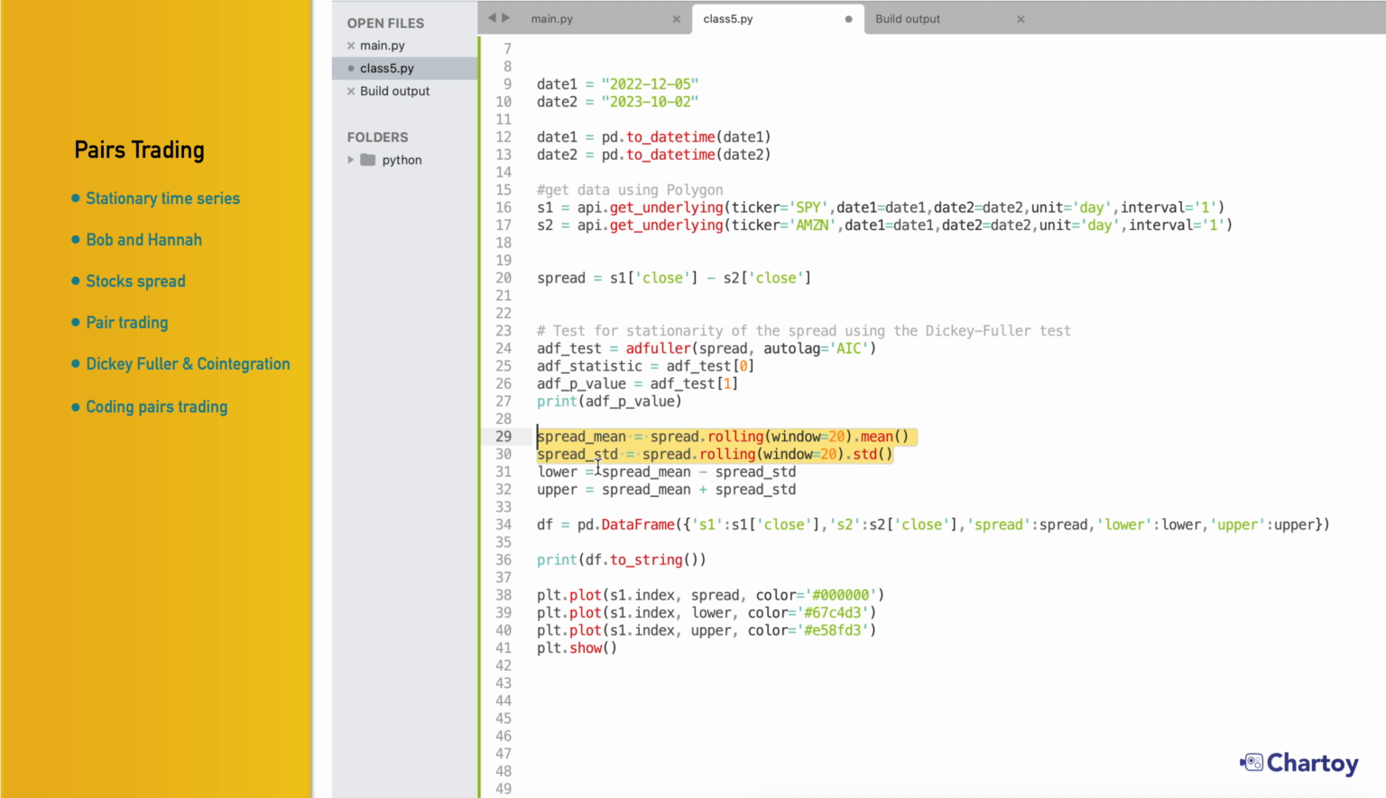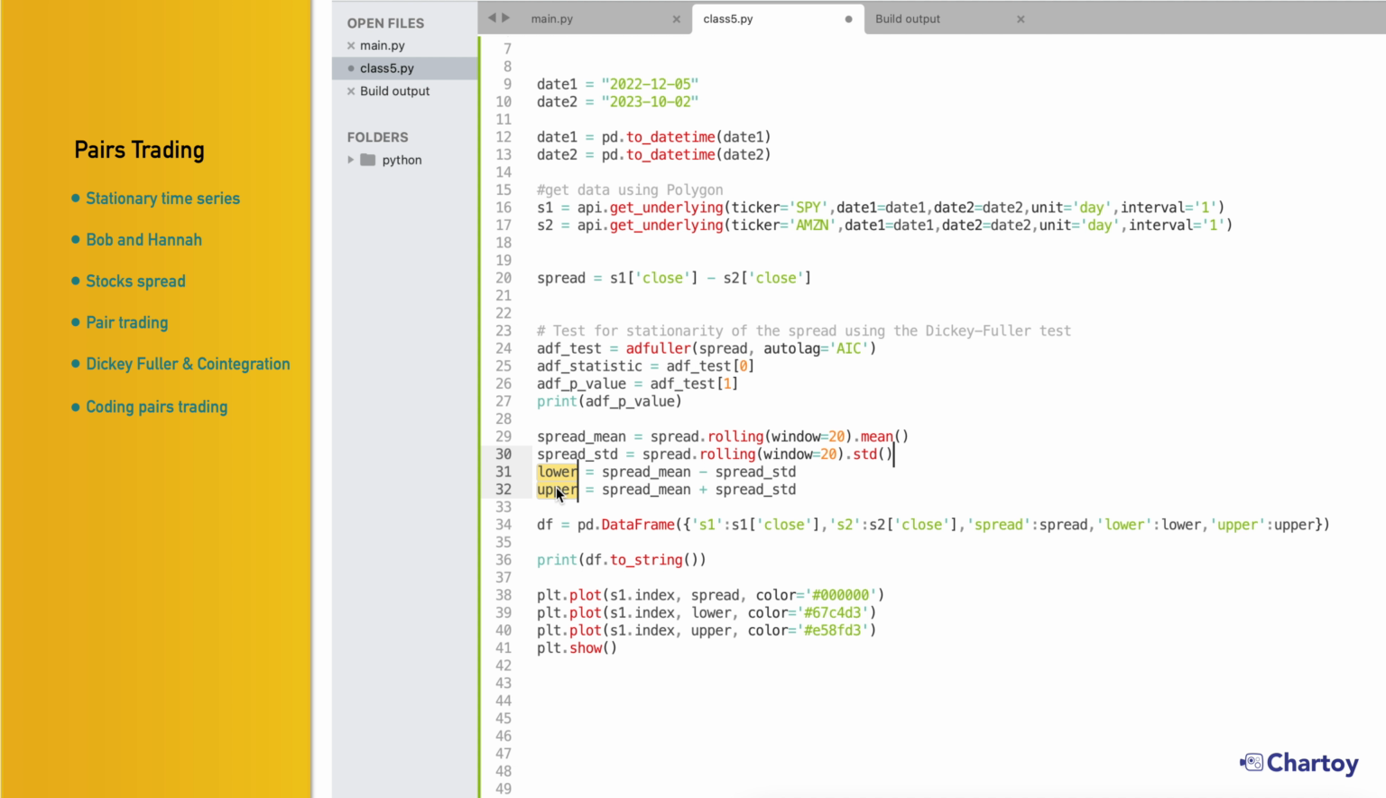So this is the spread mean and the spread standard deviation. What we want to do is to find the mean, the average of the spread. So we are using the rolling function, which will take each data point and look at the previous 20 data points. In this case, window is 20, and we will calculate the mean for the previous 20 points. So for each point, we look at the previous 20 and calculate the mean. We do the same with the standard deviation because we want to find the moving standard deviation for every point. So we will look at the previous 20 results, each point, and calculate the standard deviation.